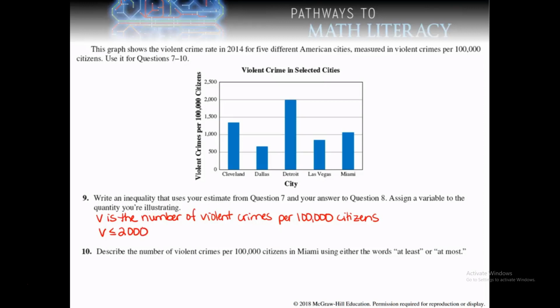In 10, describe the number of violent crimes per 100,000 citizens in Miami using either at least or at most. So looking at Miami, it looks just a little bit over 1,000. So the phrase that would say could be over would be at least. So we'll say that the number of violent crimes per 100,000 citizens in Miami is at least 1,000.